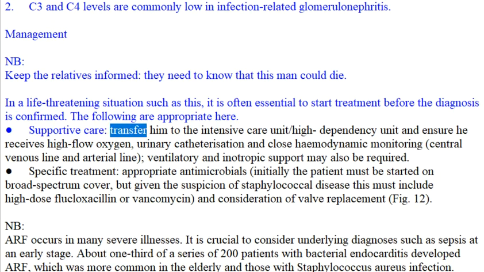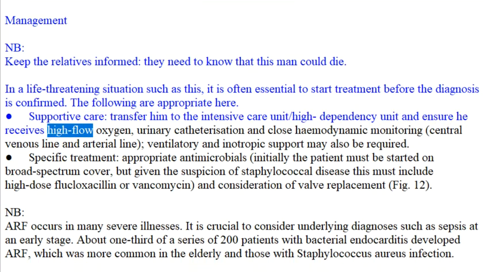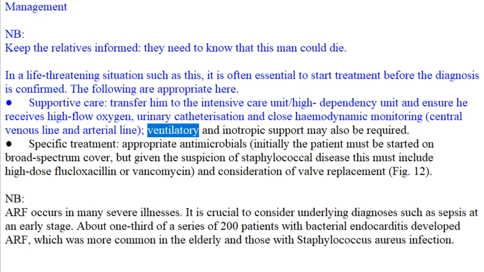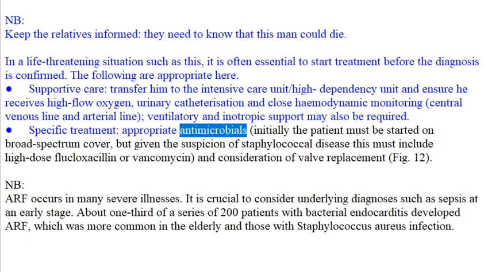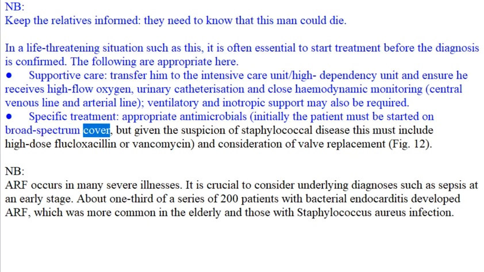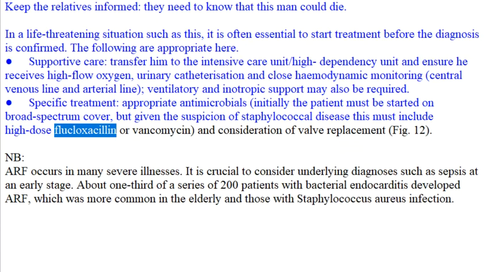Supportive care. Transfer him to the intensive care unit/high dependency unit and ensure he receives high-flow oxygen, urinary catheterization, and close hemodynamic monitoring. Central venous line and arterial line, ventilatory and inotropic support may also be required. Specific treatment, appropriate antimicrobials. Initially the patient must be started on broad-spectrum cover, but given the suspicion of staphylococcal disease this must include high-dose flucloxacillin or vancomycin, and consideration of valve replacement, Fig 12.